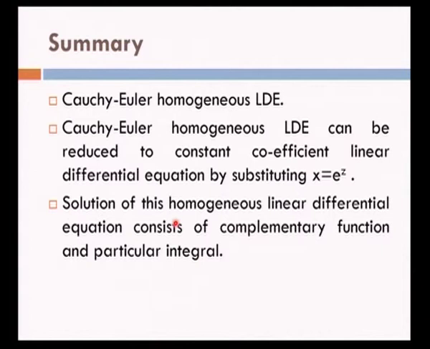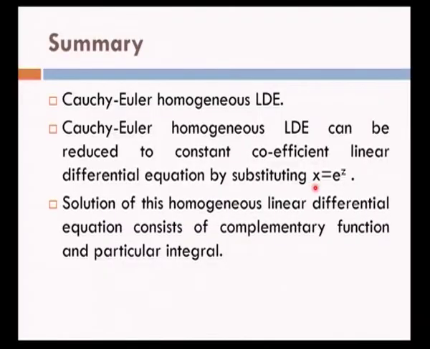Then, Legendre's homogeneous linear differential equation. In it, we have a plus bx instead of x. That can also be solved by the method of substitution. There, instead of x, a plus bx is equal to e power z can be substituted. Then the Legendre homogeneous linear differential equation can be solved. These are all the concepts we learnt in this lecture.